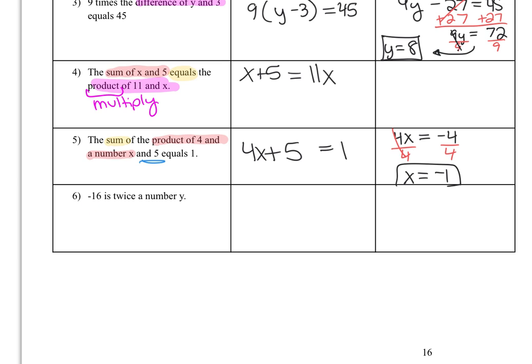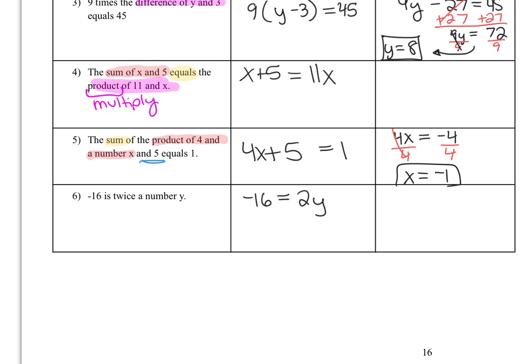Last guy here. Negative 16 is twice a number y, okay? Threw us off. Is means equals when it just has twice after. So I have negative 16 is. So negative 16 equals twice the number y. How do we write that? 2y. Perfect. And I can read it again. Negative 16 is twice a number y. And it makes sense, okay?